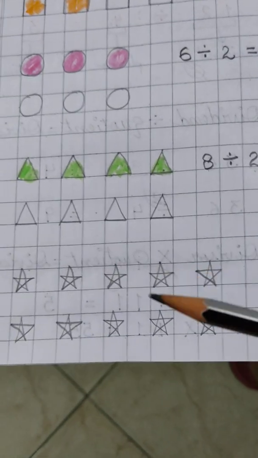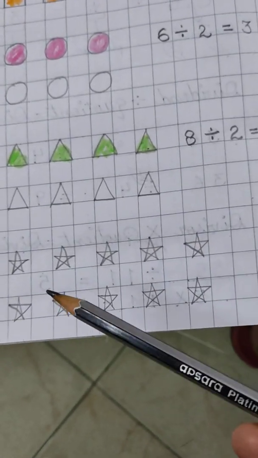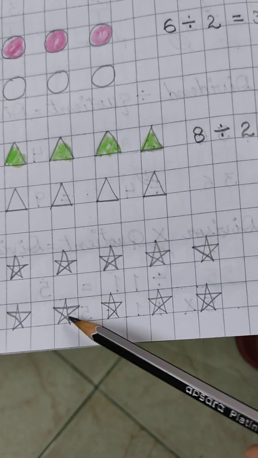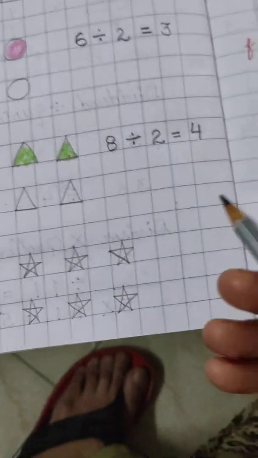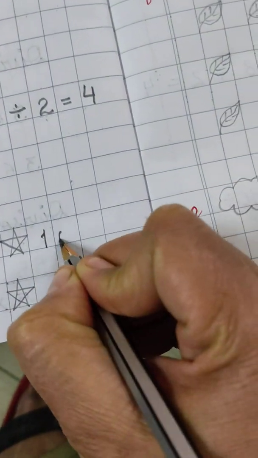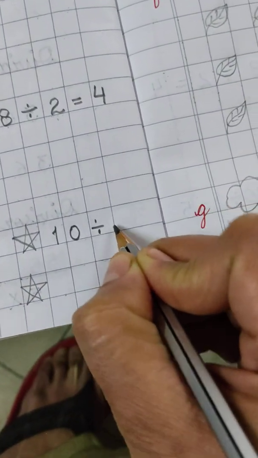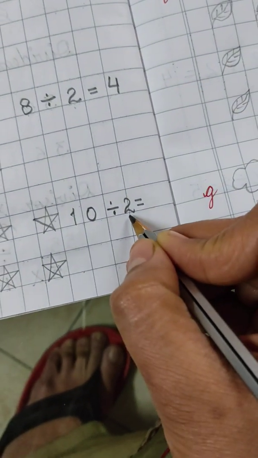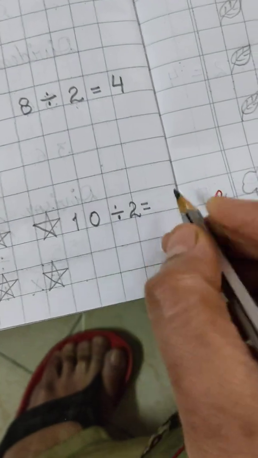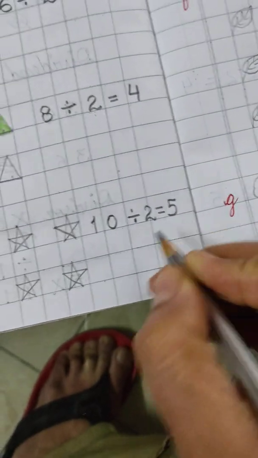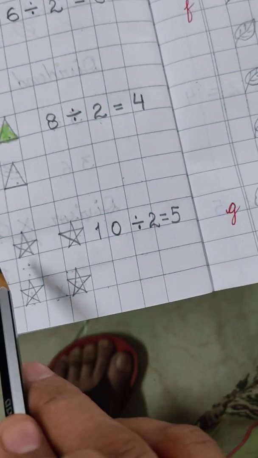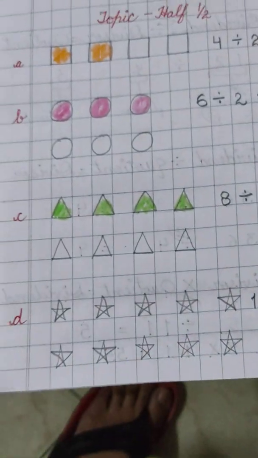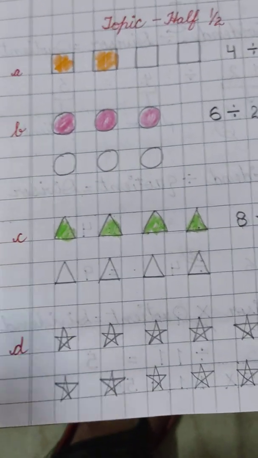Okay. Now the next part, D part, there are some stars. We have to count 1, 2, 3, 4, 5, 6, 7, 8, 9, 10. So I have to write 10 here. Now I have to put the sign of division and then 2, as we are doing half. Now we have to read the table of 2 to get 10, that is 5. That means 10 का अगर हम हाफ करें तो हमारा हाफ क्या आता है 5. Now I have to color 5 of these stars.